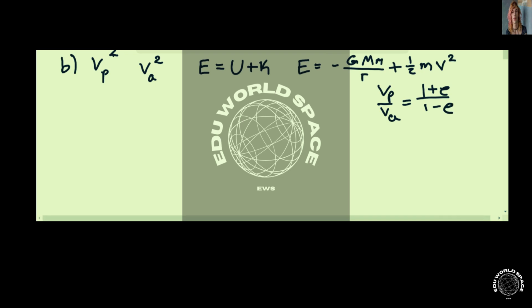Okay, so let's go. At perihelion, we have negative G, capital M, lowercase m, over r, and this is going to be Rp, plus 1/2 m Vp squared. And that's going to be equal to the energy at aphelion, which is negative GMm over Ra plus 1/2 m Va squared.